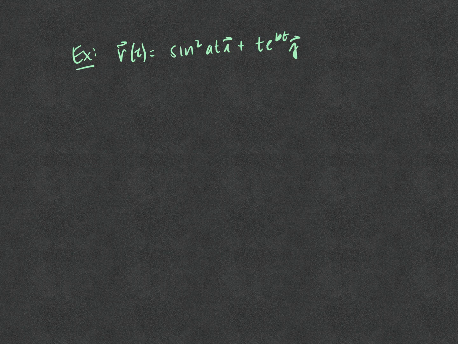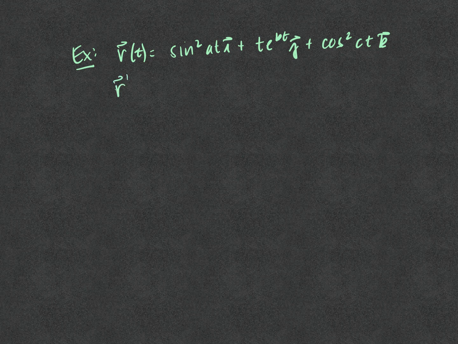Let's do 2 examples before we switch to integrals. The first one is just an interesting problem. We have r of t equals sine squared of at i plus t e to the bt j plus cosine squared of ct k. Now we know that they always make the problems more interesting in your homework than they do anywhere else, so I'd like to be able to send you comfortably into your homework.